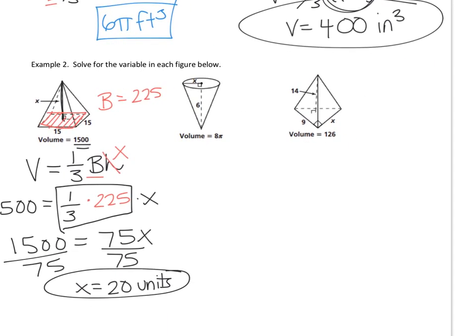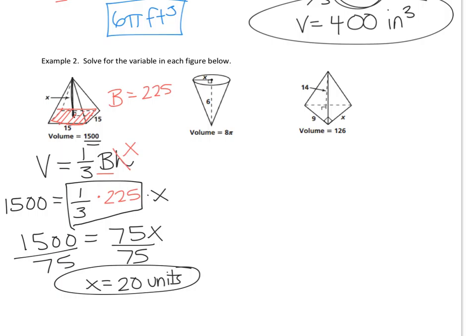In the second one, we're trying to find what r is. So the formula for a cone is 1/3 r squared pi h. So we don't know what r is, but we do know that 6 is the height. Then we do know that 8 pi is the volume. So I do 8 pi equals 1/3 x squared pi times 6.